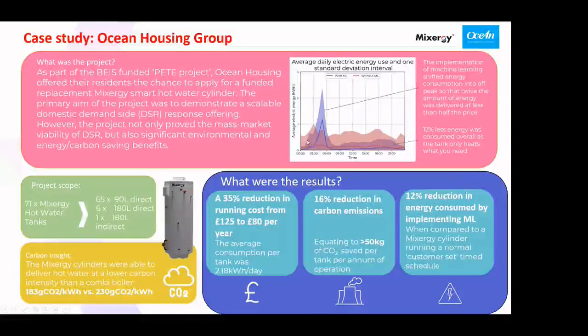So what we did, we installed 71 Mixergy tanks, smart cylinders, and if you look at the plum-coloured graph, this is where the tenants set their hot water schedule using an app. This is where they thought they needed hot water. We monitored it for a period of time and then turned on the machine learning. Machine learning skewed the hot water generation to between 3 and 6 a.m. So we were able to create more hot water in the morning during lower electricity tariffs. And during the day, they actually used, in most cases, more than half of what they needed until we got to about 9 o'clock when it caught up.